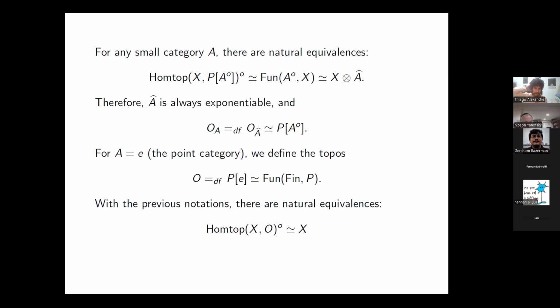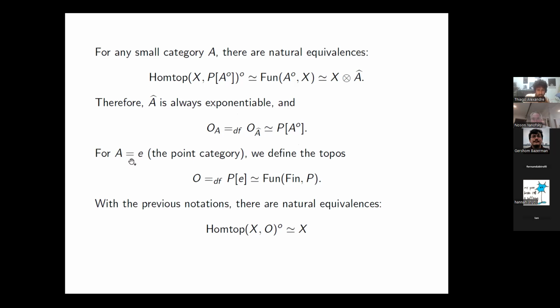But we have this canonical equivalence, natural and canonical equivalence of categories. The topological product of a topos X with A hat is equivalent to the category of presheaves over A with values in X. And this is also equivalent to the category of geometric morphisms from X with values in this free topos. So this is the importance of the free topos. Therefore A hat is always exponentiable, and A hat here is the free topos on the dual category of A.